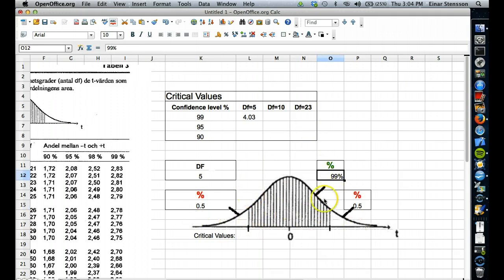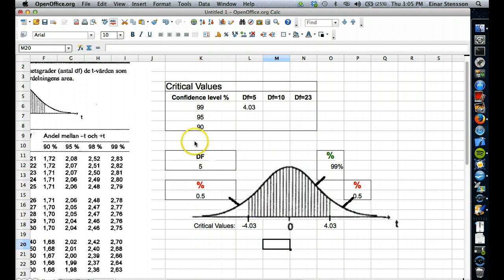Where do our critical t-values end up? Well, I've put a little area for them here as well. What we have here is minus 4.03 because this distribution is symmetrical. So I know that the negative version of our critical t-value is going to be negative here because it's below 0, and the corresponding positive one is going to be the same, except it's a positive value because it's above 0 here. So with that, we filled in all the information that we actually looked up in the table, and we have it here in this diagram.